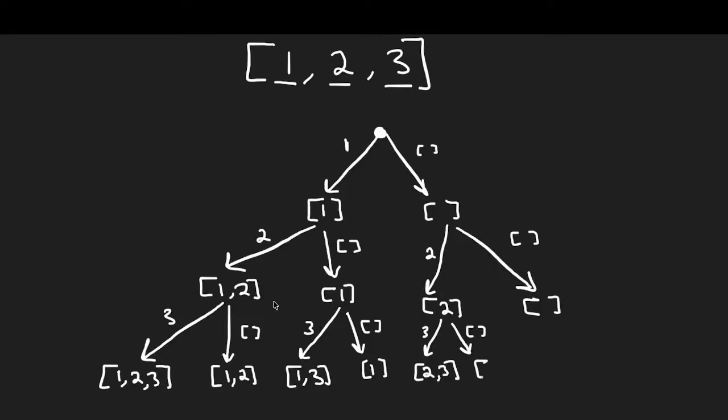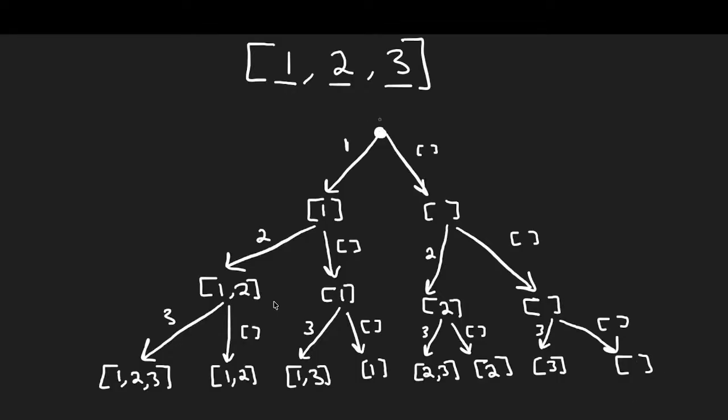If I don't, I will have 2 by itself. And you can see these two subsets are different from the subsets over here. These are still unique. And lastly, we can choose to add 3 to the empty subset, or we can choose not to add 3 to the empty subset, in which case we'll get a single empty subset.